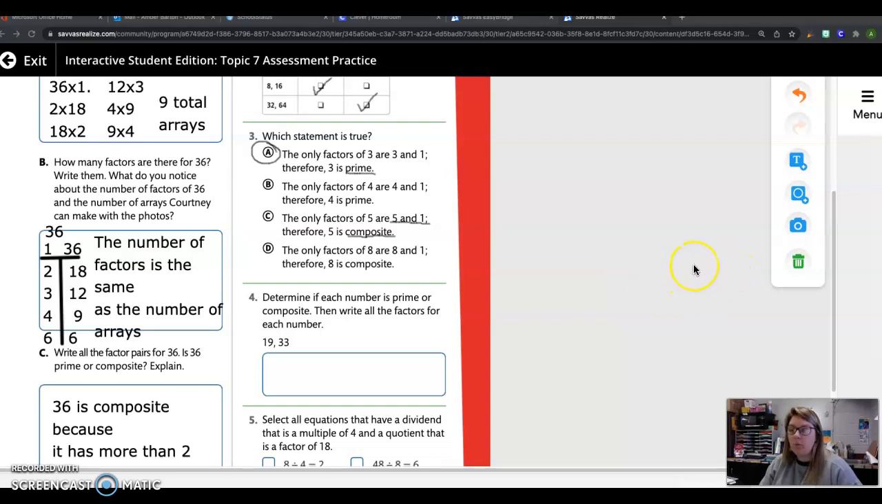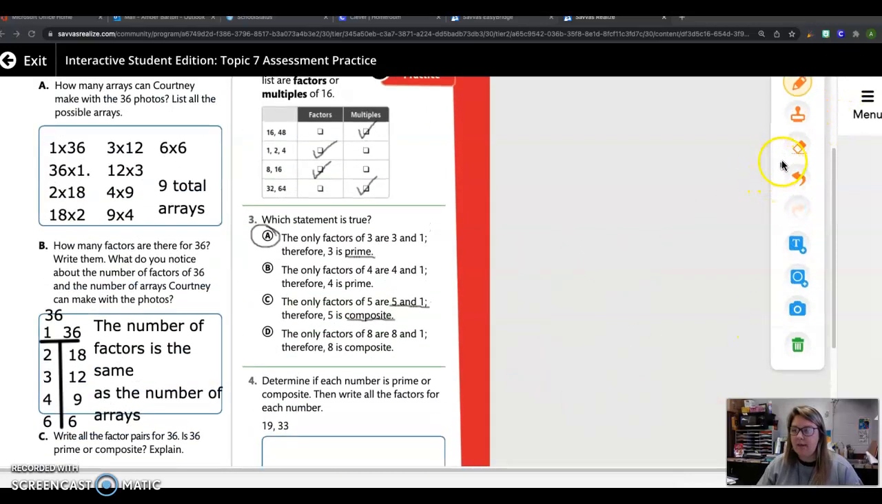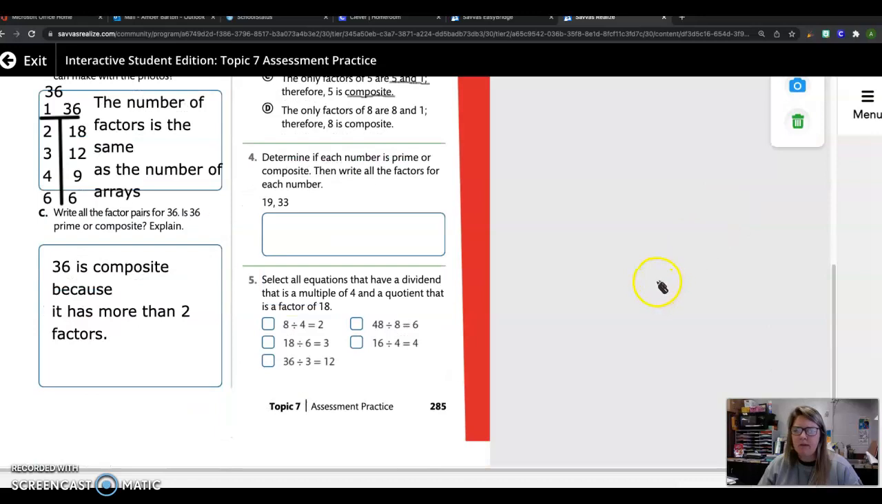So first of all, we've already established that a prime number is any number that only has two factors, one and itself, and a composite number has more than two factors. So over here on the right side, I'm going to draw two T-charts, one for 19 and then one for 33. And we're all going to pretend that Miss Barton has excellent handwriting when it comes to using this, right?